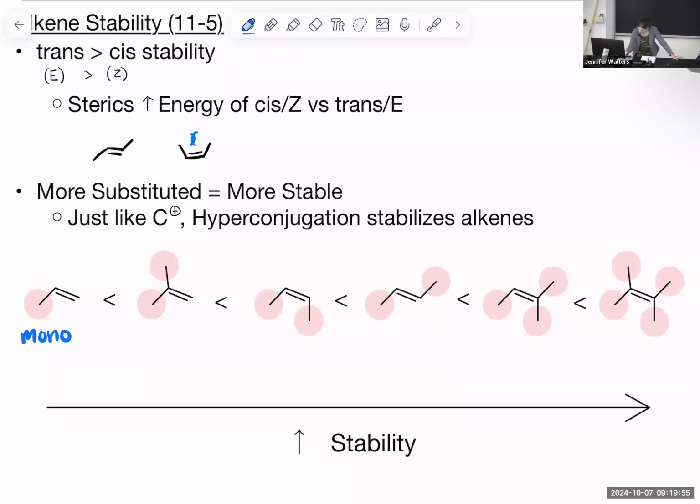Our disubstituteds come next. So we see that substitution is the greater factor here, that we're going to consider substitution first and then sterics. So in the disubstituteds, we see that 1,1 disubstituted is next because that has the most sterics, with the two groups being really close together, attached to the same carbon, as compared to our 1,2 disubstituted, where they're on opposite carbons, on either side of the double bond. But again, cis is less stable than trans.